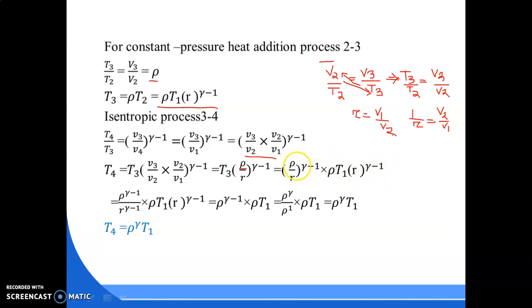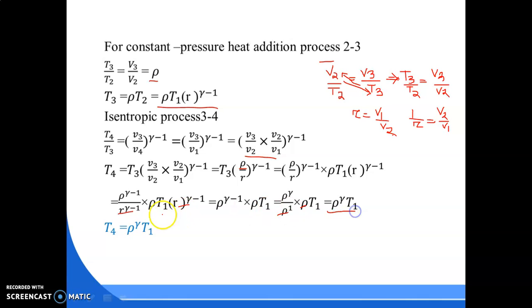Is that clear? Then if I rearrange this, rho to the power gamma minus 1 divided by R to the power gamma minus 1, into rho into T1 into R to the power gamma minus 1. So R to the power gamma minus 1 will be cancelled out. What is left? Rho to the power gamma minus 1 into rho into T1. Rho to the power gamma minus 1, I can write as rho to the power gamma divided by rho to the power 1. Rho to the power 1 means rho, and this rho will be cancelled out. What is left?